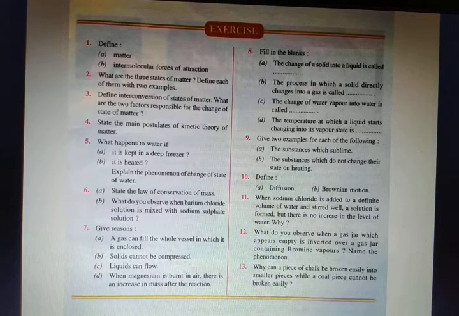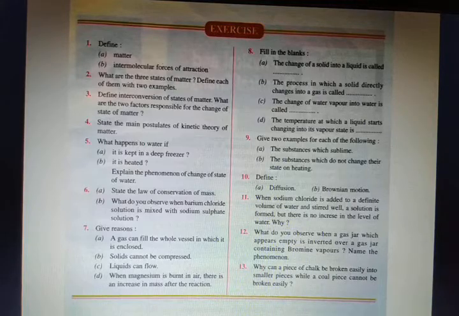Question number 6. State the law of conservation of mass. A clear definition, once again, is given. The law states that matter or mass can neither be created nor destroyed within a chemical reaction, but it can be transformed from one form to another form. This is the complete law of conservation of mass.